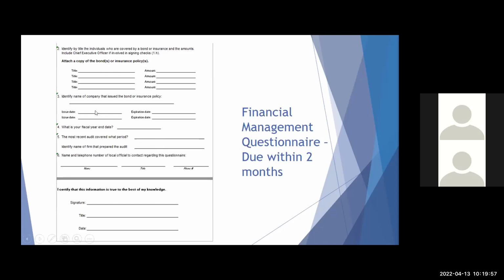You identify the name of the company that issued the bond. What is your fiscal year end date? The most recent audit covered and what period it was, and give us the firm that prepared the audit. And then the name and telephone number of the local official that we need to contact regarding this questionnaire if we have any issues or questions. And then finally, they would sign the document and put their title and date.